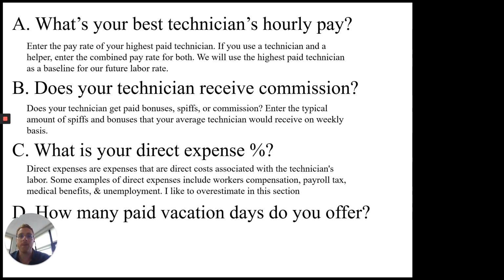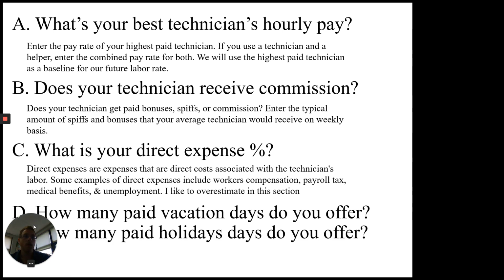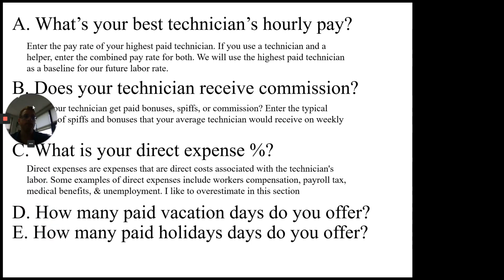The reason why I want you to label it A, B, C, and D is because later when we're doing our math calculations, it's going to be confusing if you don't have it labeled. So, label it. Let's move on. E, how many paid holidays do you offer? Everybody gives paid holidays, so there's no reason why we shouldn't have that calculation when determining our labor rate.